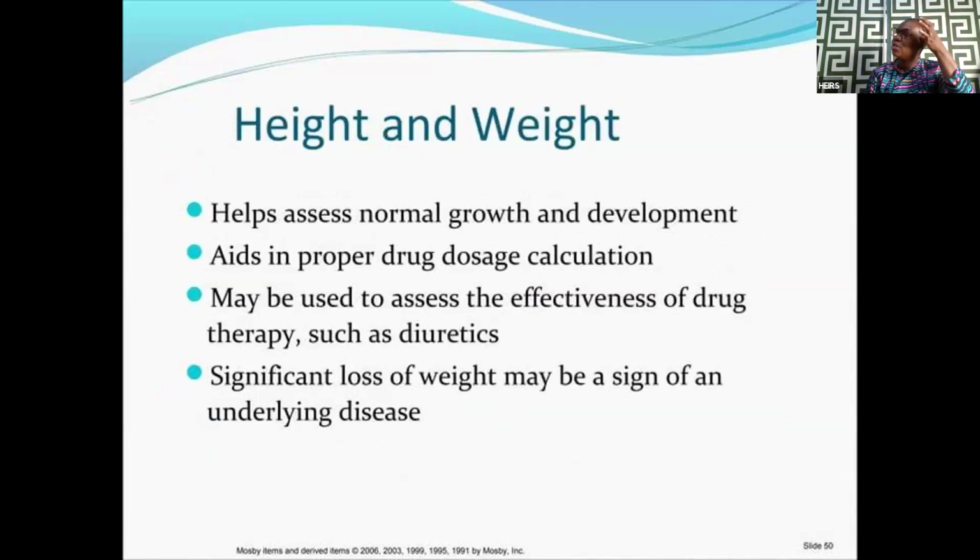Now for height and weight. In some situations, you may also be required to measure your patient's height and weight, maybe daily, maybe weekly. If this is needed, it is considered a vital sign that should be measured. Some considerations may be that they want to assess the patient's normal growth and development. That may be for a child. You want to see that this child is growing as it should. Or maybe a child is to be given some medications, and the medications should be calculated by weight or by height. Sometimes you will need those two readings.